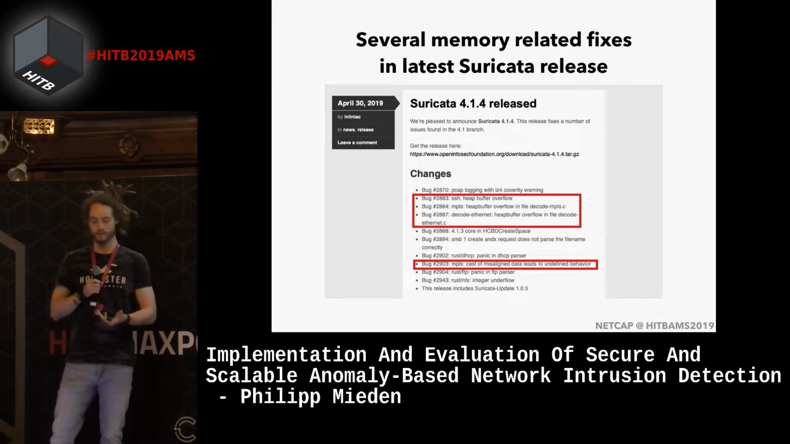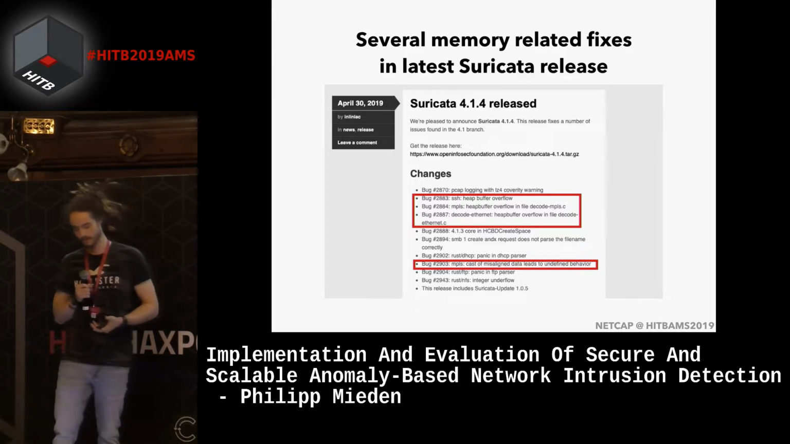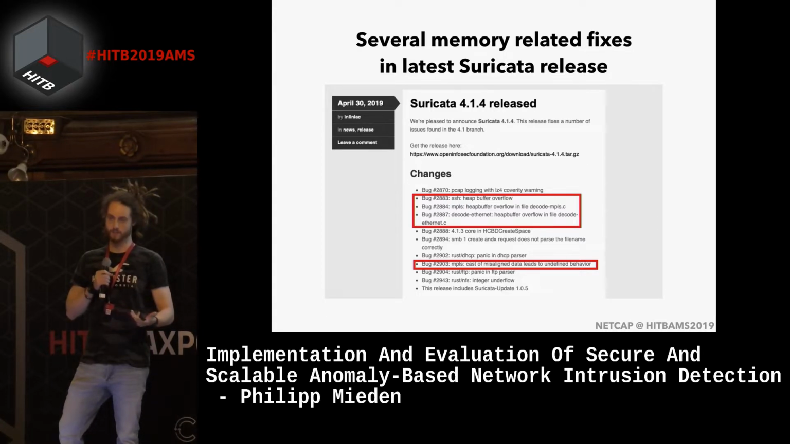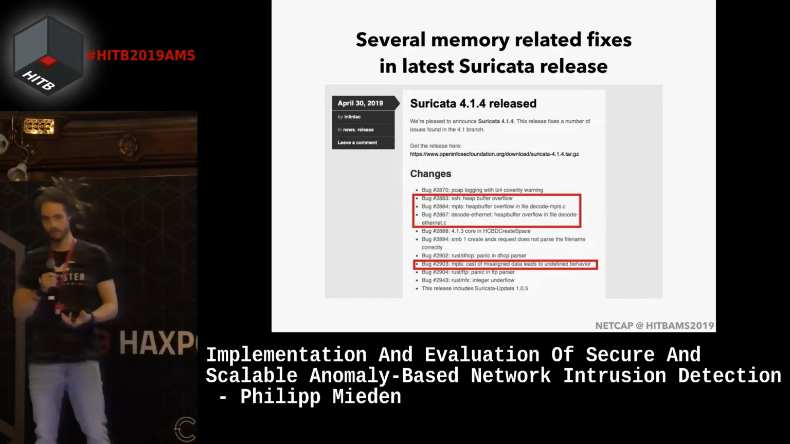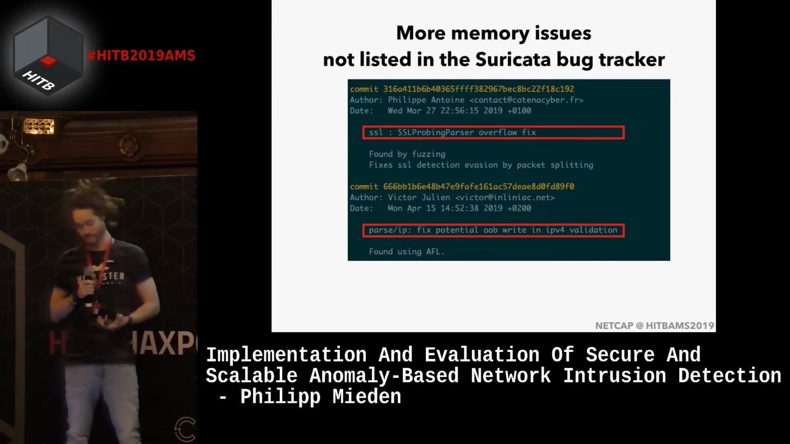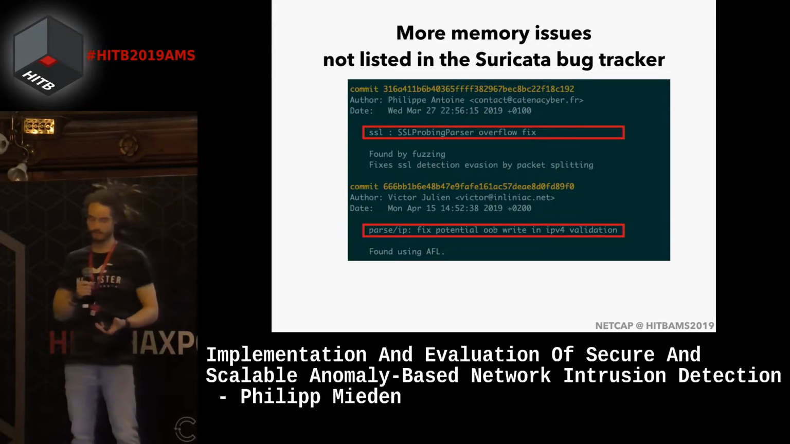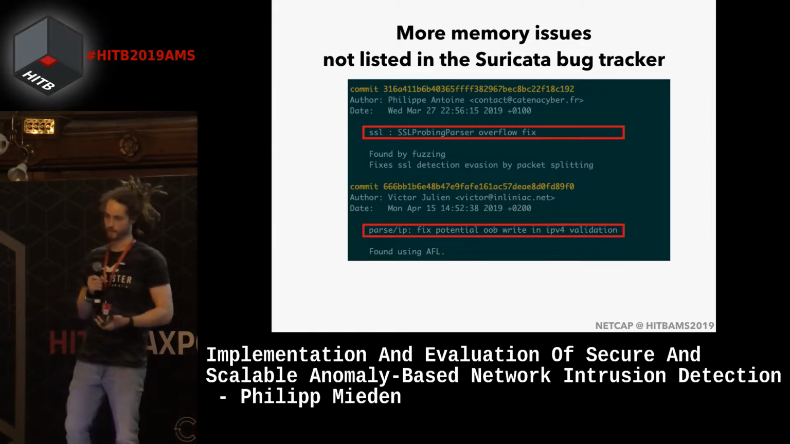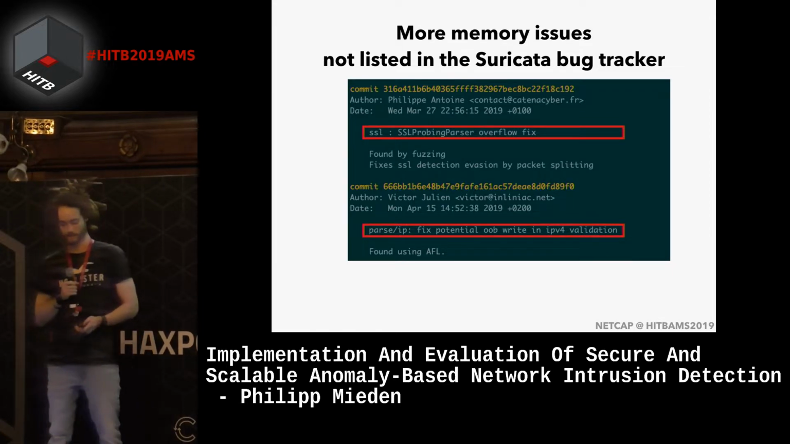And also in the recent Suricata update, it was published like 1.5 weeks ago, 4 out of the 10 fixes were addressing memory corruption problems. And if we dig a little bit deeper and look at their commit history, we will find even more that's not mentioned in the release logs. And yeah, most of the things are just memory corruption problems while parsing network data.